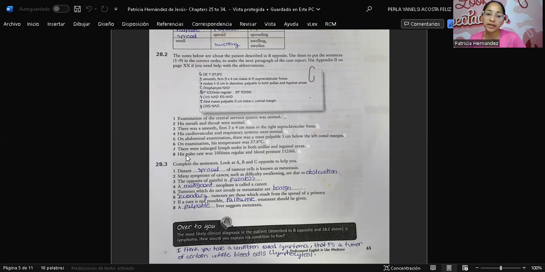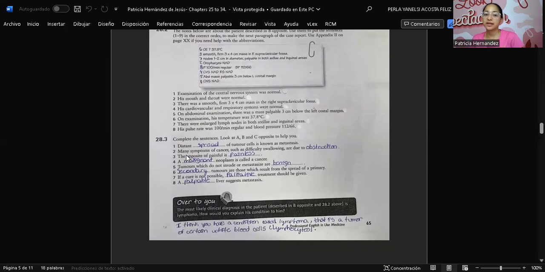And his pulse rate was 100 beats per minute, regular, and blood pressure of 112 over 66. That's pulse rate of 100 beats per minute, regular, and blood pressure of 112 over 66. And 28.3, complete the sentences. Look at A, B, and C opposite to help you.